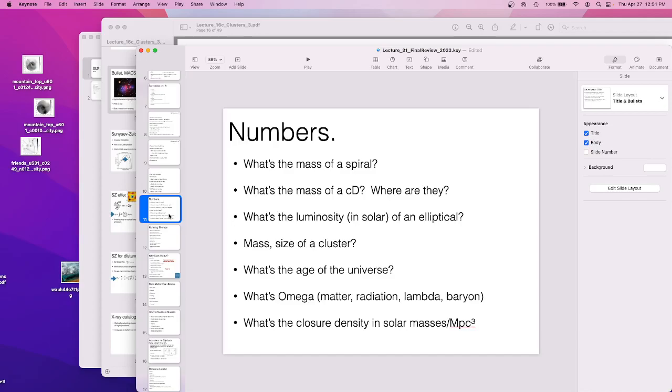I'm trying to help you think logarithmically. Think about really large numbers and how they relate to really small numbers. You've got to think everything is in the exponent. Age of the universe, the omegas, the closure density in solar masses per cubic megaparsec. I'll actually give you that if you need it. I'm not going to make you memorize that, but have a familiarity with the rest of these numbers.